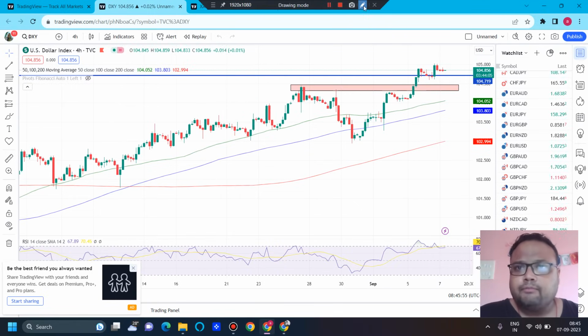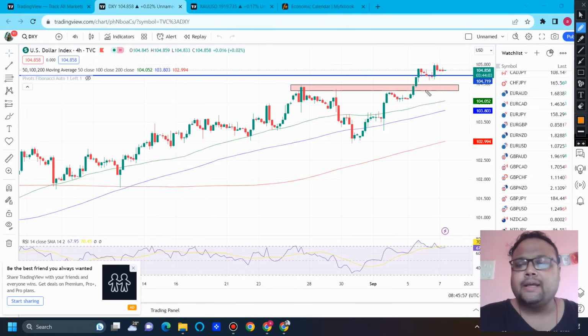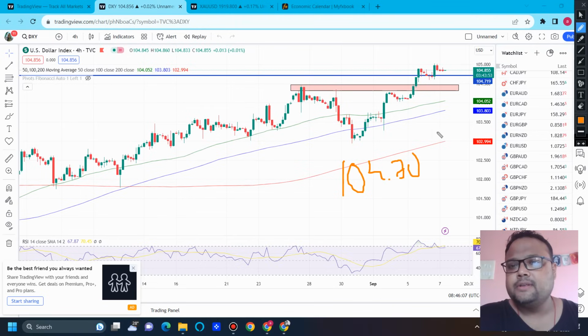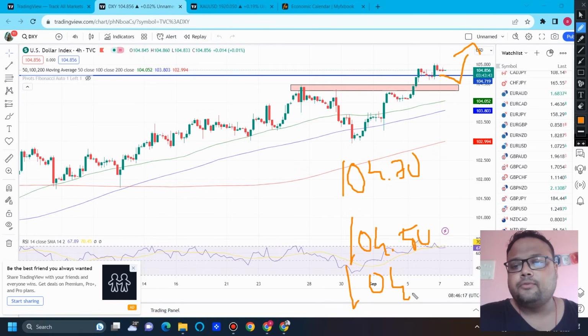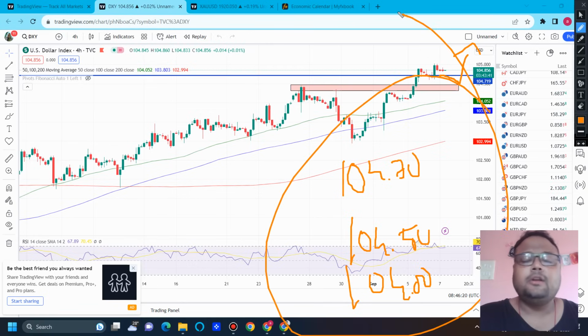During the day, if the market comes for a retracement, then we can expect that after the retracement dollar will try to bounce back again. If dollar goes for a little retracement, then you can expect 104.70 around this area to act as support and bounce. In case dollar goes for a deeper retracement, 104.50, 104, these are the levels that will be working as support for DXY.